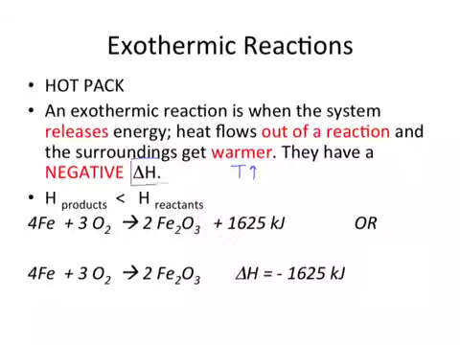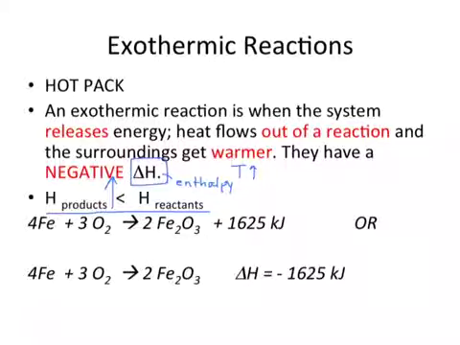Delta H is a symbol used to represent the enthalpy of a substance, and enthalpy is just a fancy word for the heat of the substance. In a reaction, when the heat of the products is less than the heat of the reactants, that will determine a negative delta H, and that will then allow you to identify the reaction as exothermic.